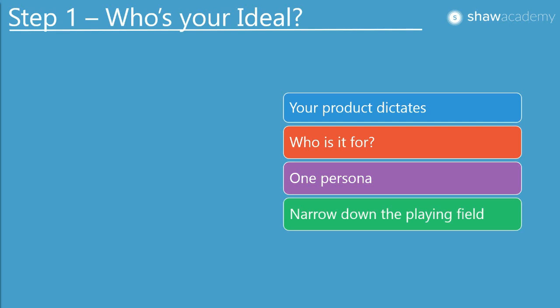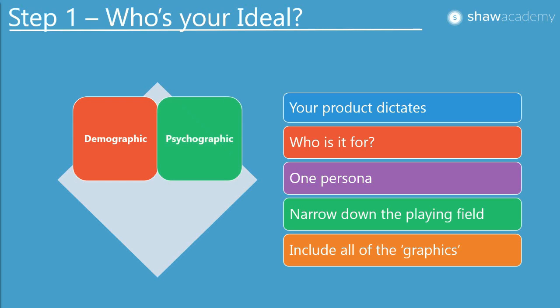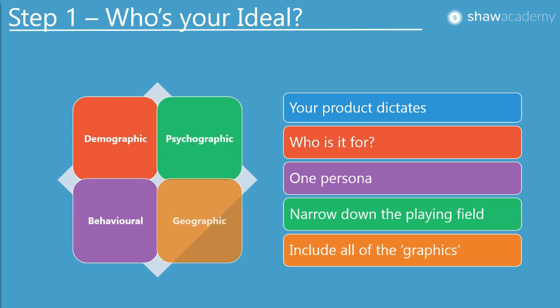Guys, narrow down the playing field. What I mean when I say that is discount the information that doesn't apply to your customer, okay? So for example, you can't sell climbing gear to people who don't climb. You can't sell insurance or house insurance to people who are not homeowners. Okay, something along those lines. I'm sure that makes sense. Guys, finally, include all of the graphics when you're developing this ideal customer. So what I mean by that is creating a customer with demographics, psychographics, behavioral, and geographic elements in mind.